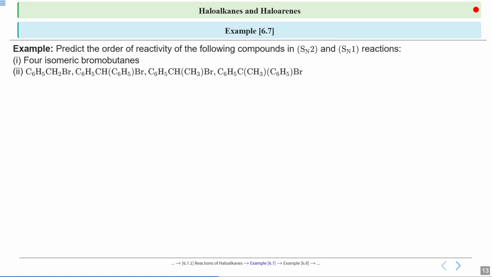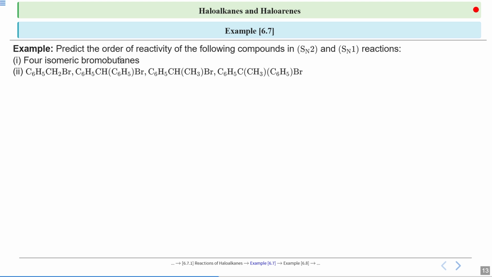Okay, let's solve an example. Example 6.7. It's saying that predict the order of reactivity of the following compounds in SN2 and SN1 reactions. So we have given the 2 choices, or the 2 sub points in this example.